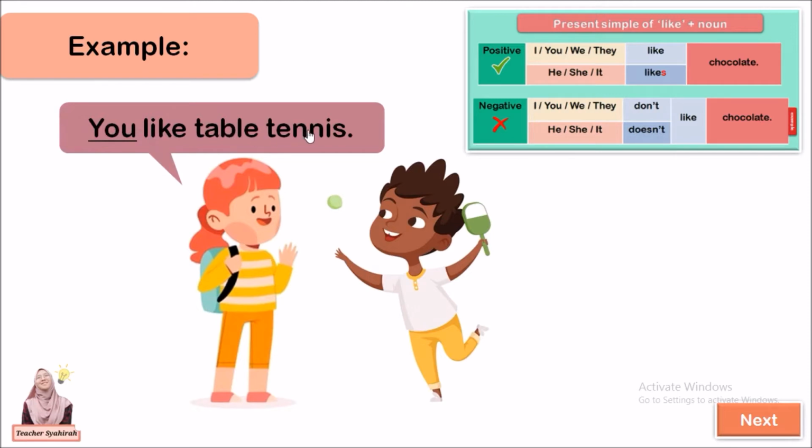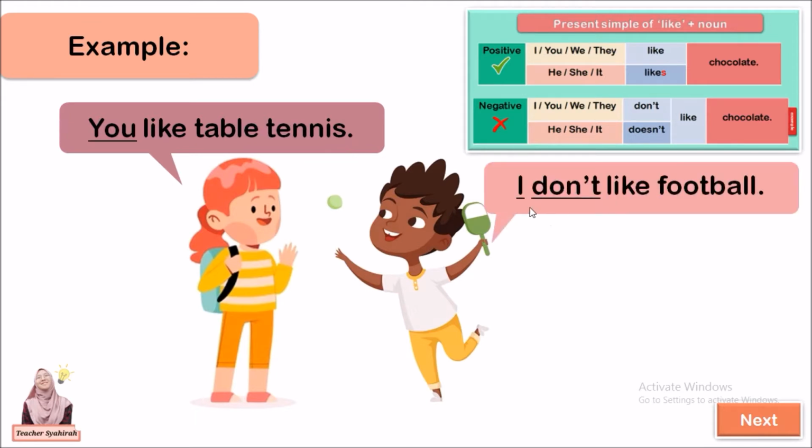You like table tennis. You like. You don't need to add S because you. Can you see? Are you with it? You like table tennis. I don't like football. Okay. This one is positive. No, this one is negative. For I, we have to use don't. We use don't. I don't like football. Next one.